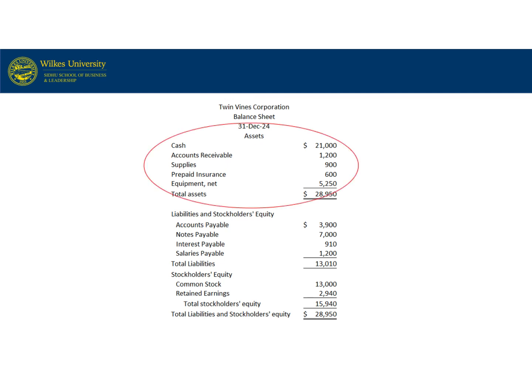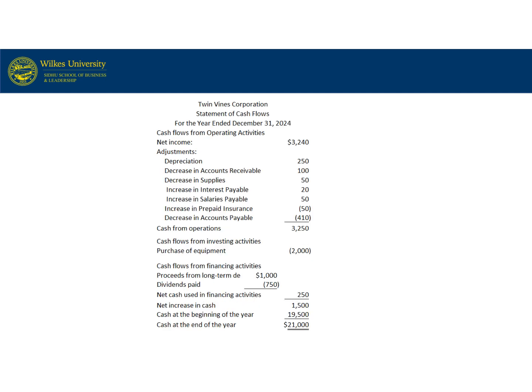You list assets first. We list them in the order of liquidity, or how quickly they become cash. Liabilities and stockholders' equity follow. They can be below the assets or to the right of the list of total assets. Finally, you double underline the total assets and the total of liabilities and stockholders' equity. The purpose of the balance sheet is to show the balance in the accounting equation, so double underlining shows its purpose. Now for the statement of cash flows.